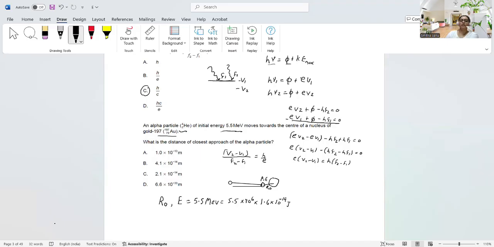So what we can do is this energy, we can equate it to the potential energy, which is K capital Q small q over R. And here this R is nothing but R0, which is the distance of closest approach that they are asking. So swapping the position of energy, we get R0 is nothing but K capital Q small q over the energy.